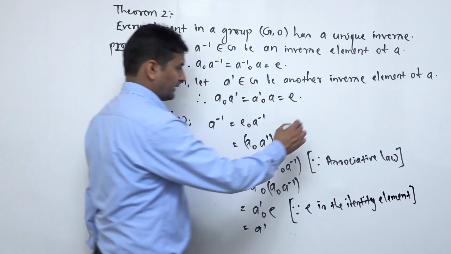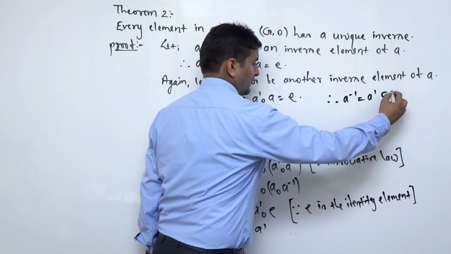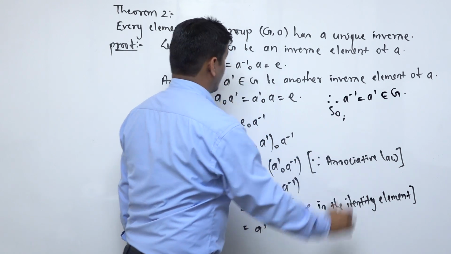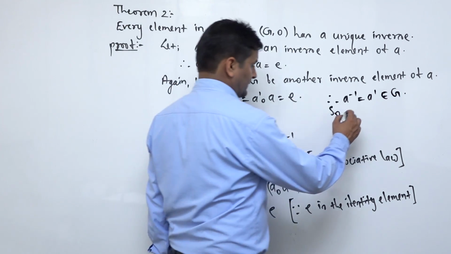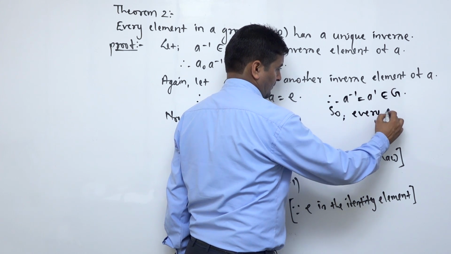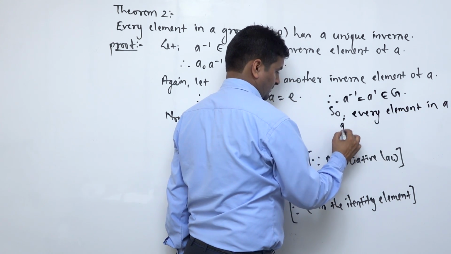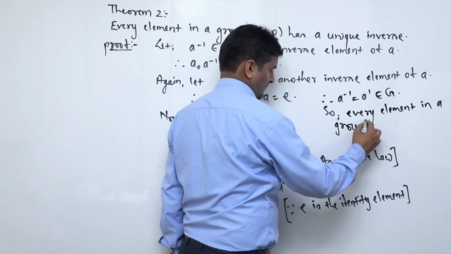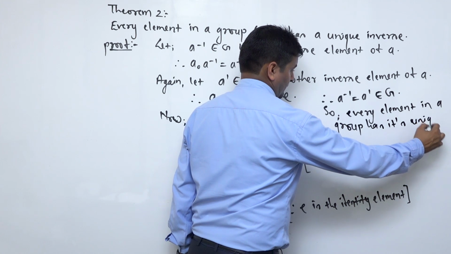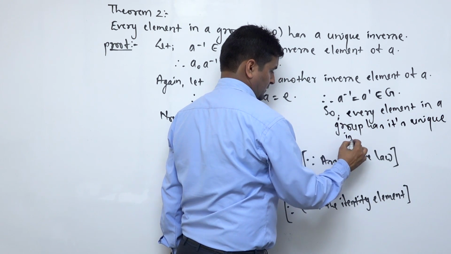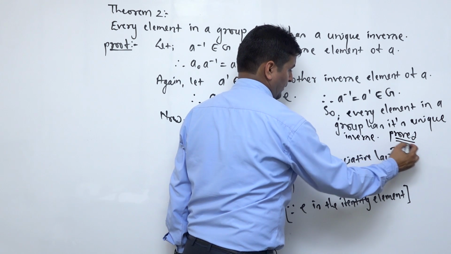Therefore, conclusion I write here. Therefore, A inverse equals to A dash belongs to G. So every element in a group has its unique inverse. It is proved. This is the proof of this theorem.